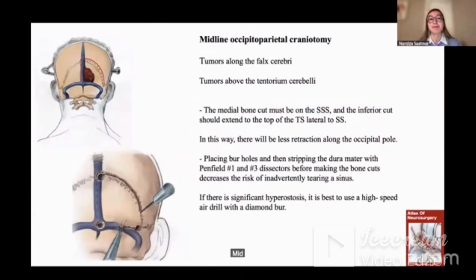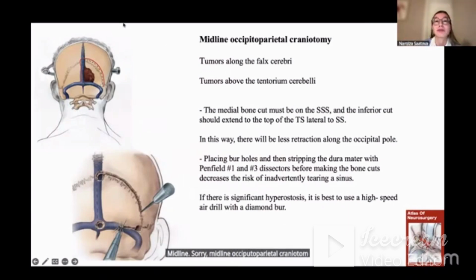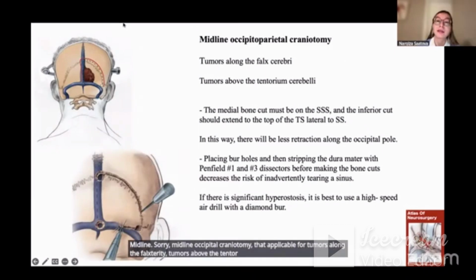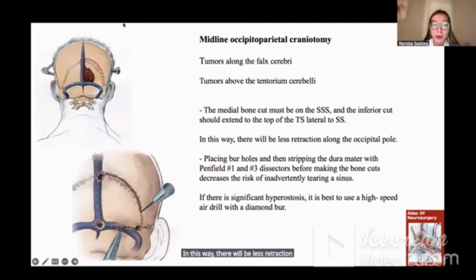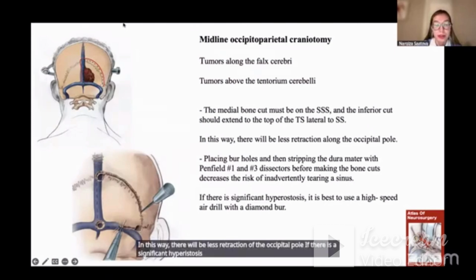Midline occipitoparietal craniotomy is applicable for tumors along the falx cerebri and tumors above the tentorium cerebelli. The medial bone cut must be on the superior sagittal sinus, and the inferior cut should extend to the top of the transverse sinus and lateral to the sigmoid sinus. In this way, there will be less retraction of the occipital pole. If there is significant hyperostosis, it is best to use a high-speed drill with a diamond burr.